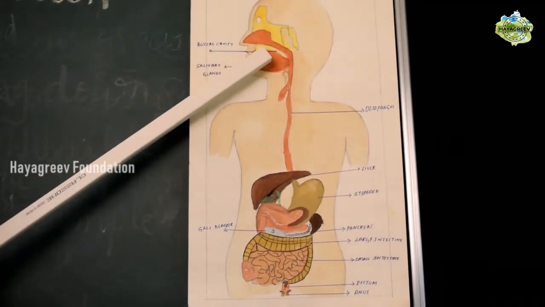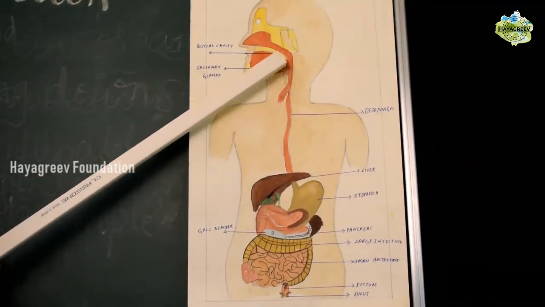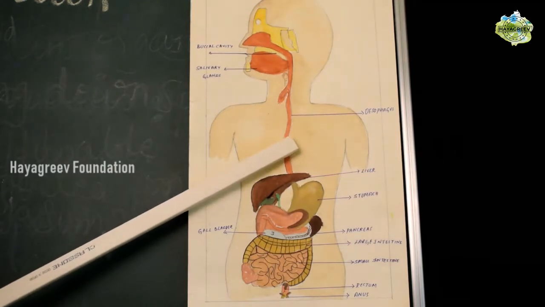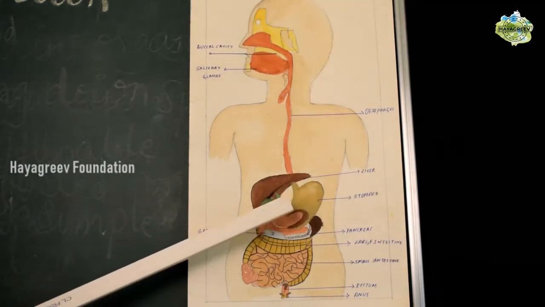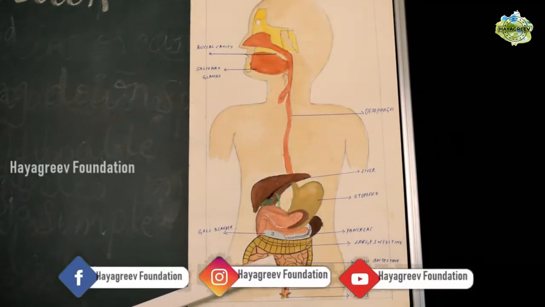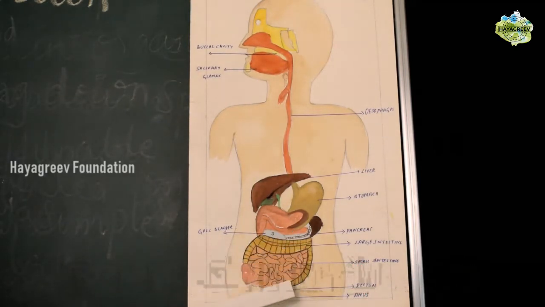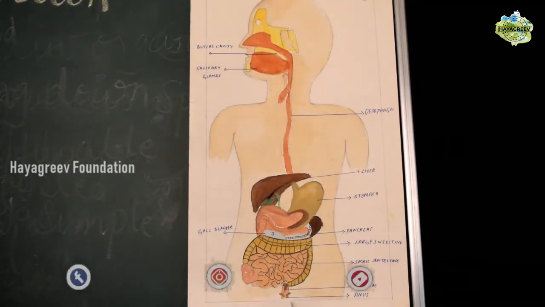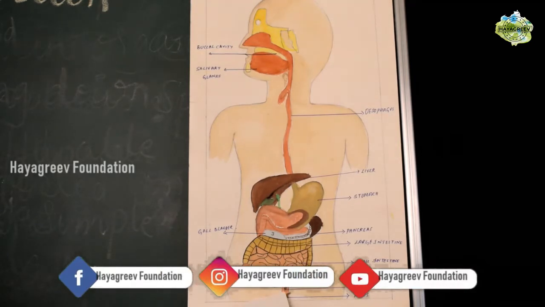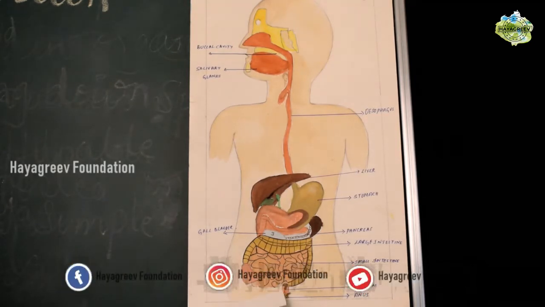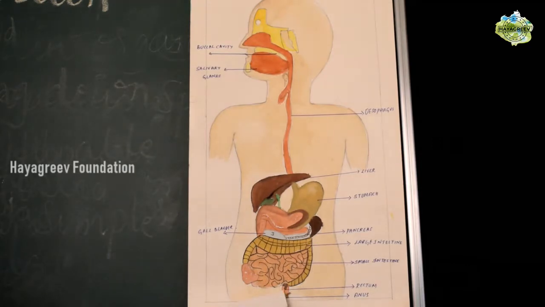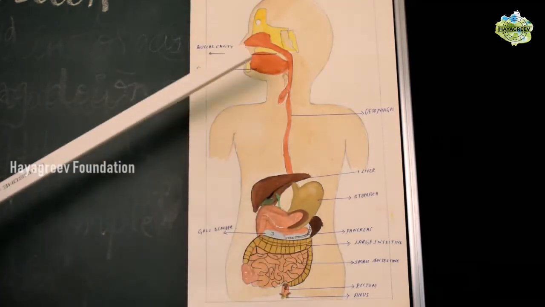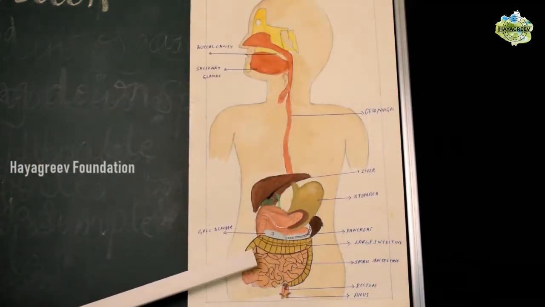The mouth leads into the buccal cavity, then into the esophagus, then to the stomach, which is continued as the small intestine. The small intestine continues as the large intestine, and then we have the rectum, which is the temporary storage for undigested food, and then the anus, which is the aperture through which undigested food is thrown out. This passage is what we call the alimentary canal.